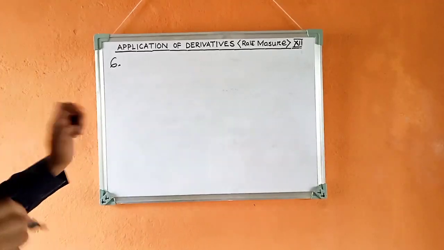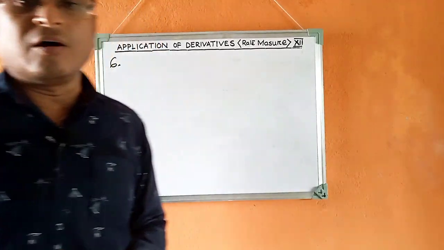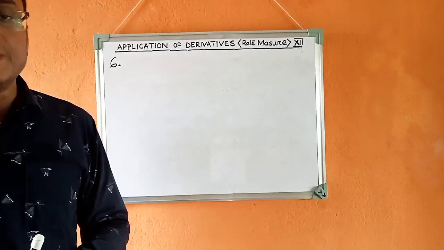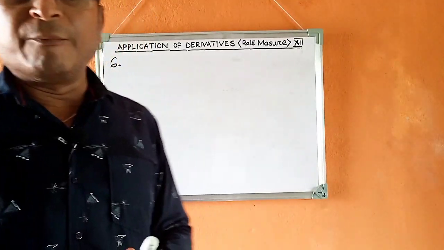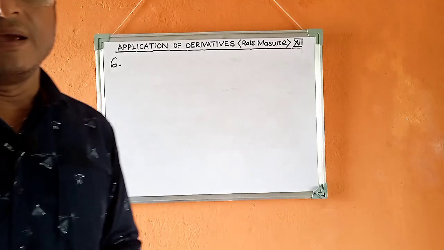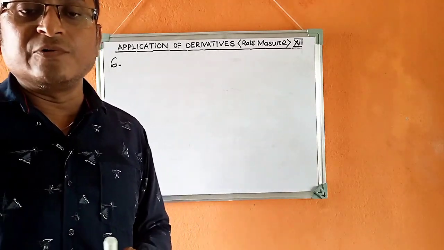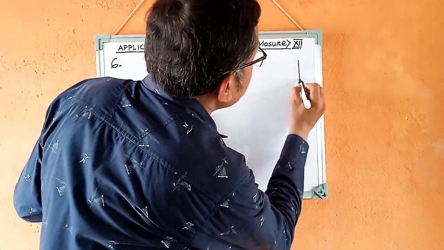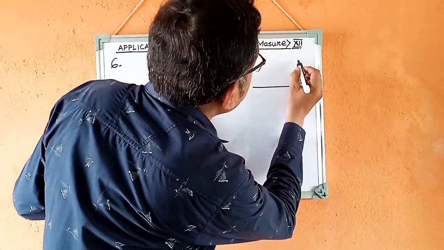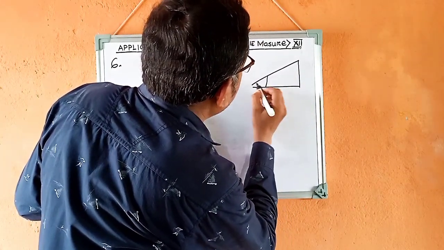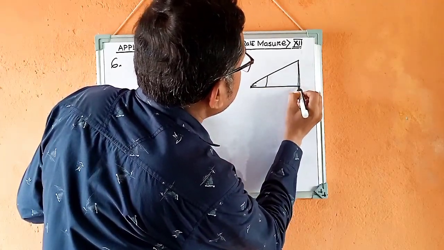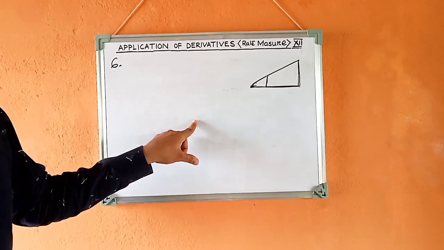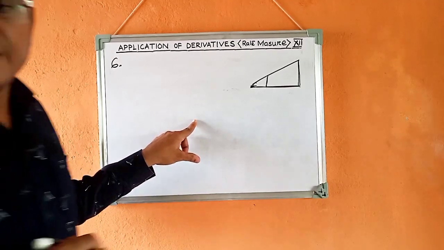Listen carefully. The question is, a man of height 2 meter walks at a uniform speed of 5 km per hour away from a lamppost which is 6 meter high. Find the rate at which the length of his shadow increases. First of all, see the drawing. Here is the lamppost. Here is the man. Here is the lamppost. See carefully. Now give names to the figure, that is L, M, N.